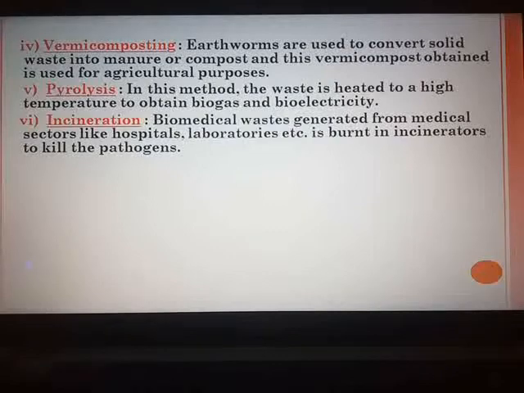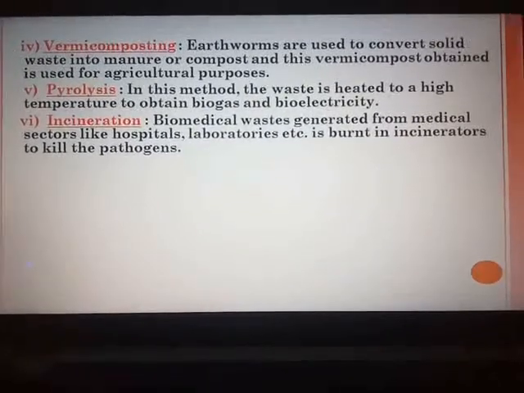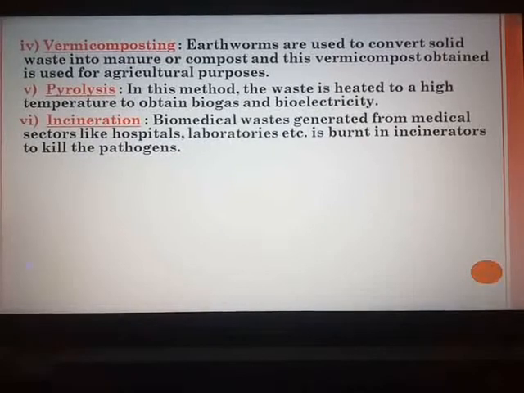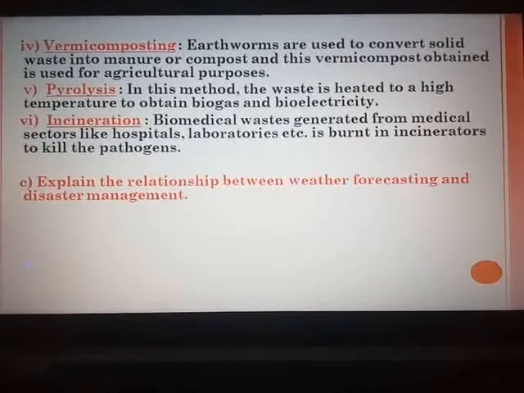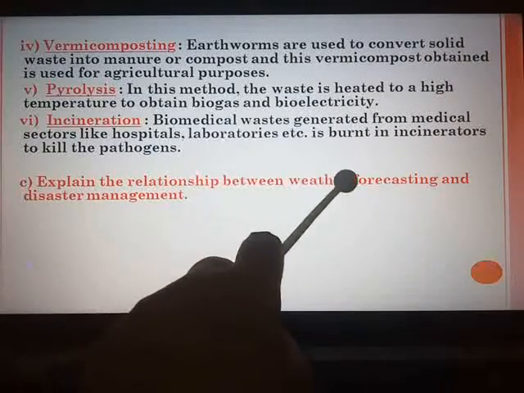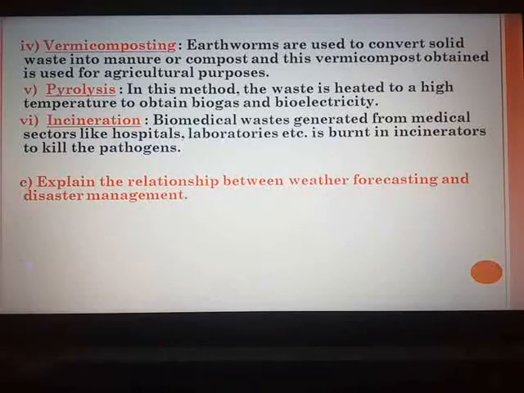Next is question number 3c. Explain the relationship between weather forecasting and disaster management. This question I have slightly changed from the textbook. In the textbook they have given "explain with suitable examples." Not necessary. You will only change it. Explain the relationship between weather forecasting and disaster management.